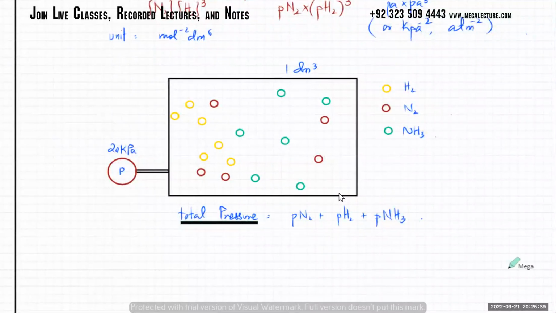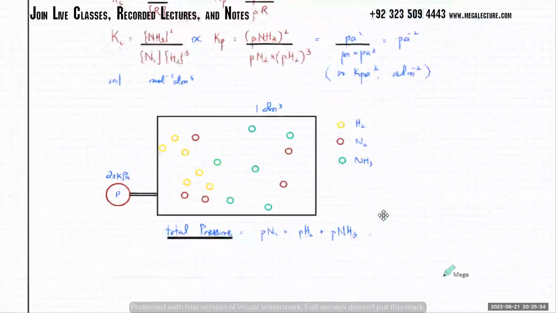Okay, is this clear? Munad, is this clear? Rafi, clear? Yes. So now the next thing is, how do you figure out the individual pressures? Because to find KP, I don't want the total pressure. I want the individual pressure of all the gases.